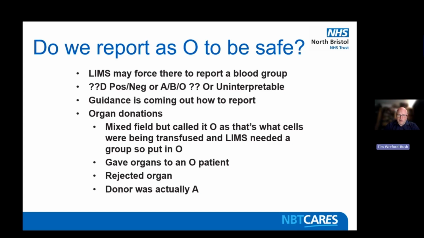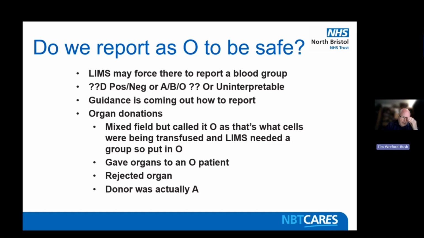Let me tell you about a case not too long ago. Organ donation. So that's that mixed field. The LIMS system will not allow them to put in a non-group like we can sometimes type in free text. So makes sense: let's call them O. They called them O. This patient unfortunately didn't make it, but they were going to become an organ donor. So when they asked what's the blood group, they looked on the LIMS system, they looked on the PAS system, and they found the patient group was reported as O. So they gave those organs to an O recipient, an O patient. This organ was rejected because the donor was actually A.